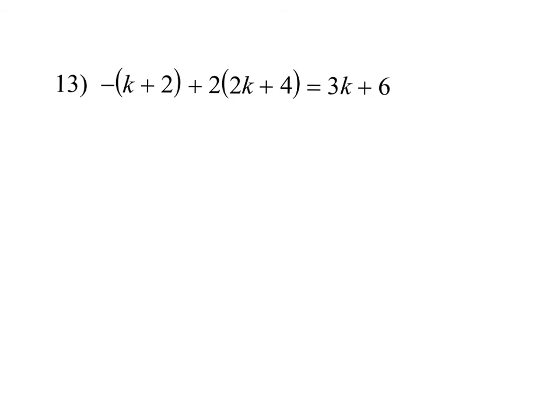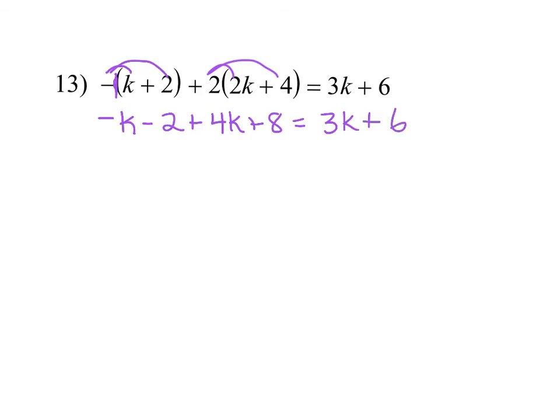I'm going to start with number 13 here, our lucky number 13, and I'm going to distribute first. So remembering that there's a 1 in front of those parentheses, I'll distribute. Next line down, I'm going to write negative k minus 2, and then I'll distribute this 2 plus 4k plus 8 equals 3k plus 6. All right, so I distributed.